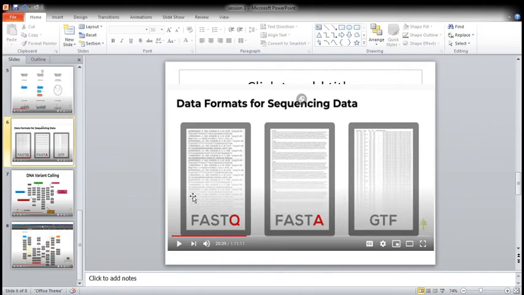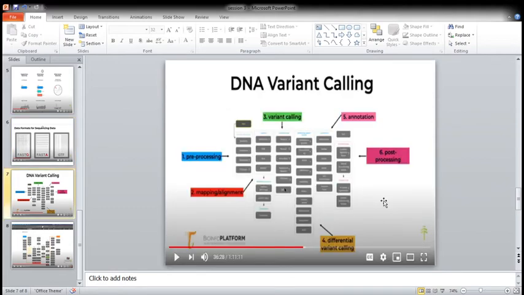The FASTA file has the reference genome. The FASTQ has the sequence, and the GTF has the position. It brings the positions.